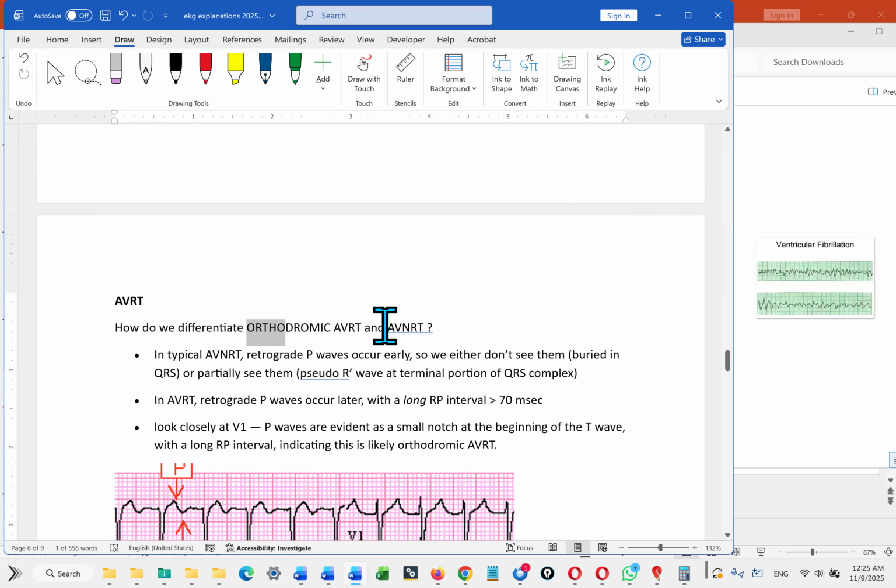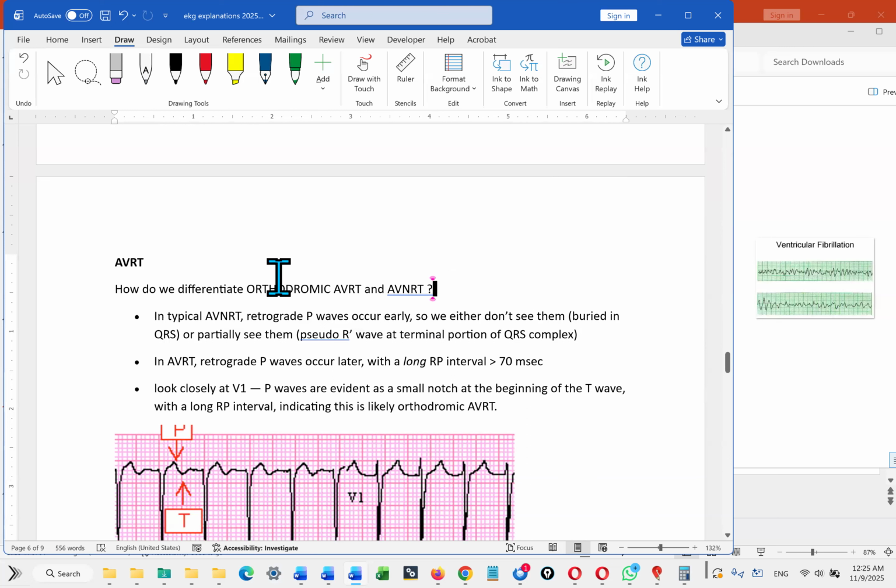Whereas in AVNRT, there is no accessory pathway. That's the main thing to remember. In AVNRT, there's absolutely no accessory pathway. Everything is happening right inside the AV node itself. Okay, and now of the two types of AVRT, there is the orthodromic type and the antidromic type. The main difference between these two is that the orthodromic type has a narrow QRS complex. Antidromic AVRT is what closely resembles ventricular tachycardia. Sometimes you simply cannot tell if it is antidromic AVRT or ventricular tachycardia. We'll come to that in a minute.